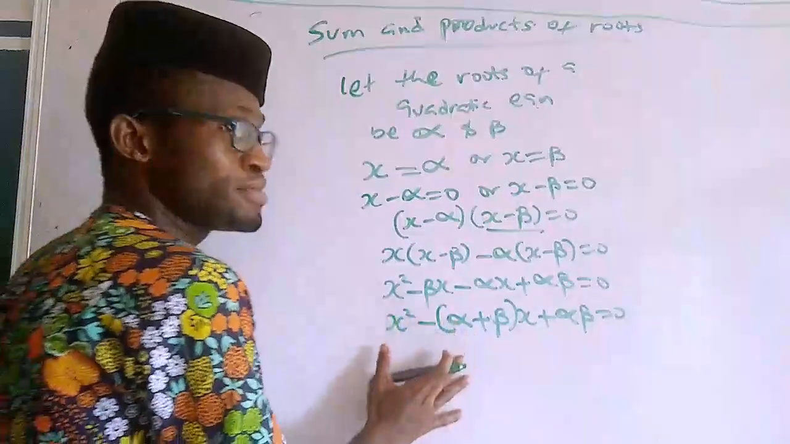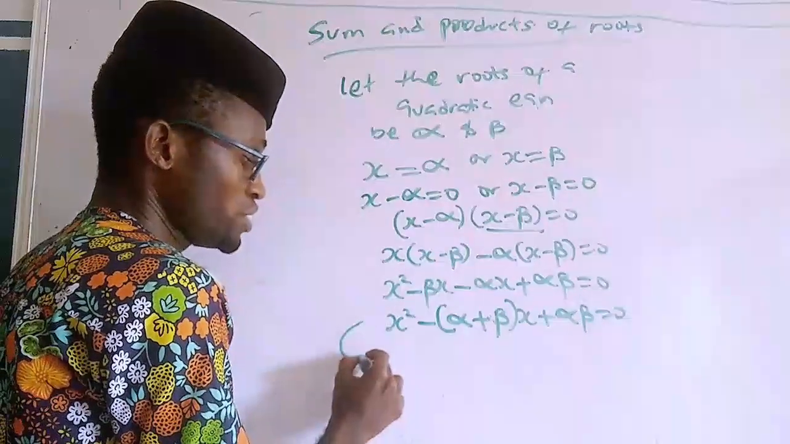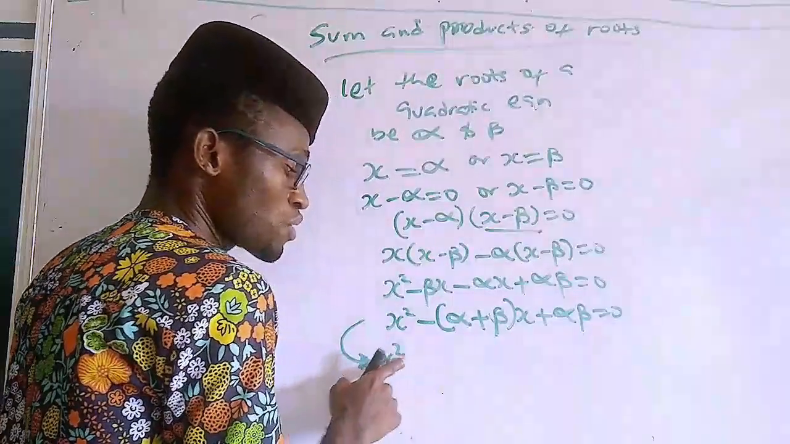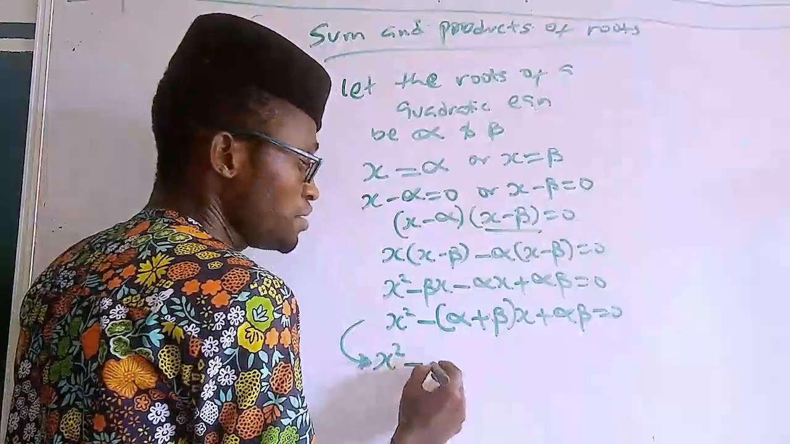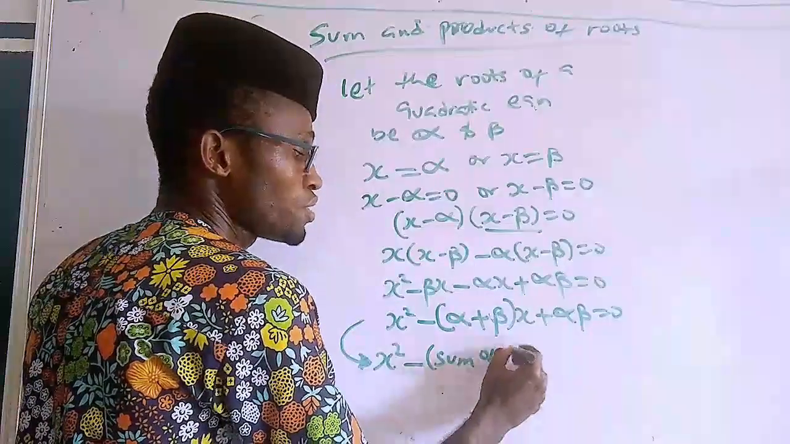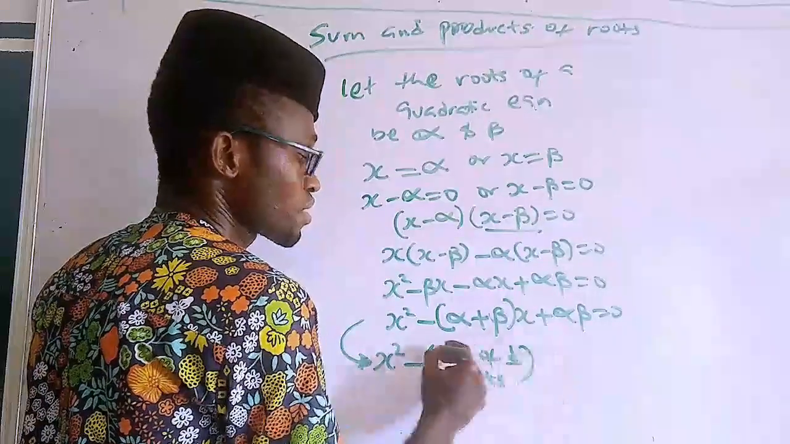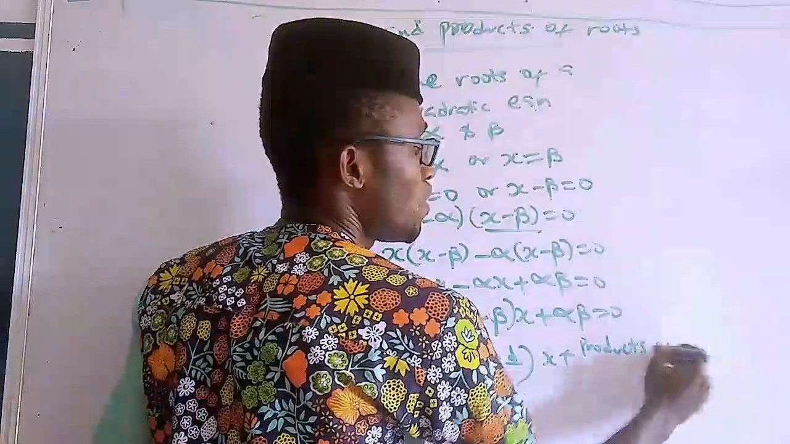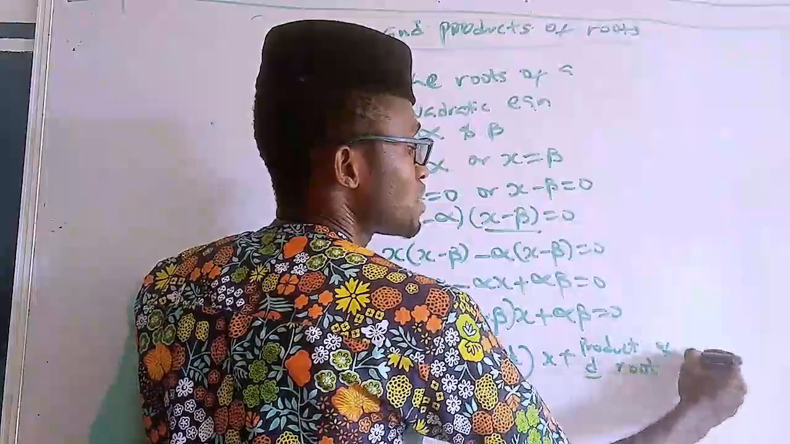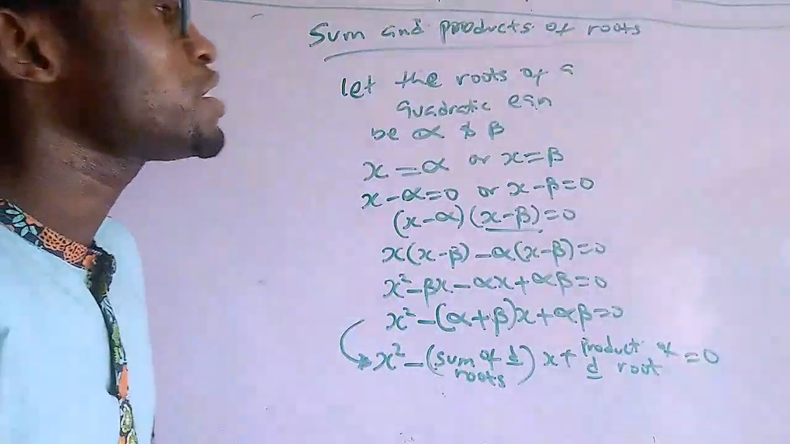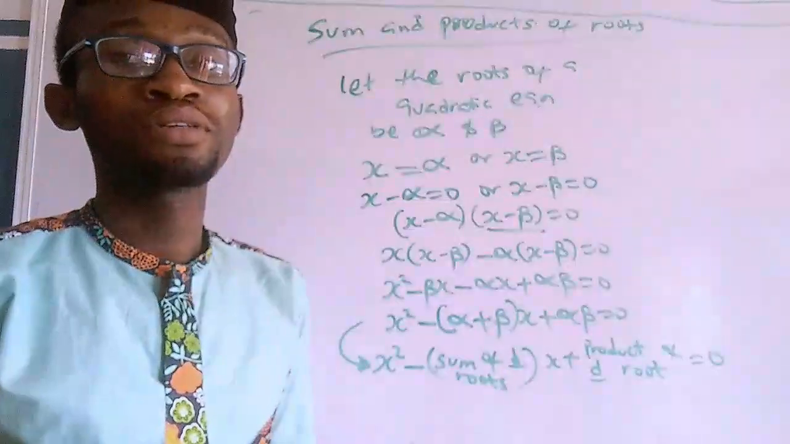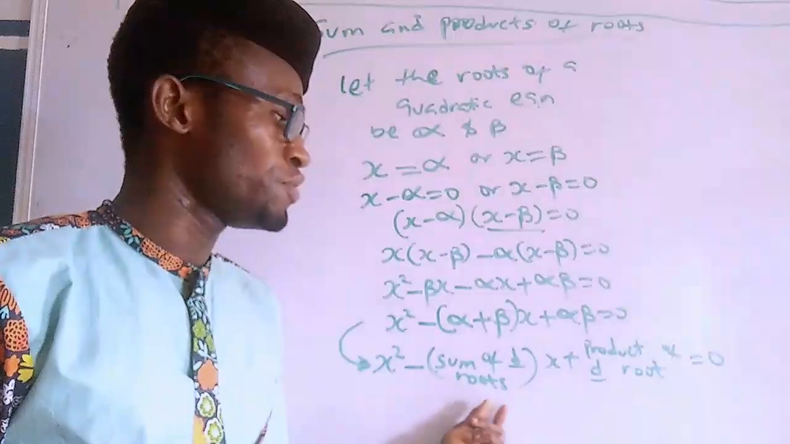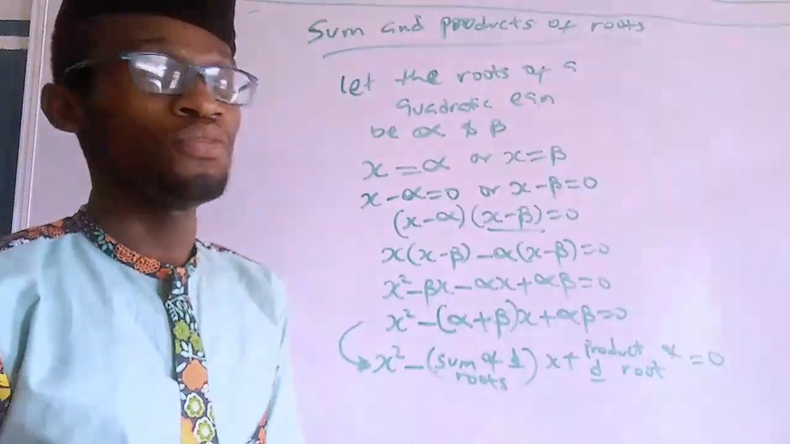Now looking at this, there's something we can see. We can see that our quadratic equation is actually x squared minus the sum of the roots x, plus the product of the roots, and that will give us 0. So for every quadratic equation that we see around, what we see there is the quadratic element minus the sum of the roots, x plus the product of the roots, giving us 0.